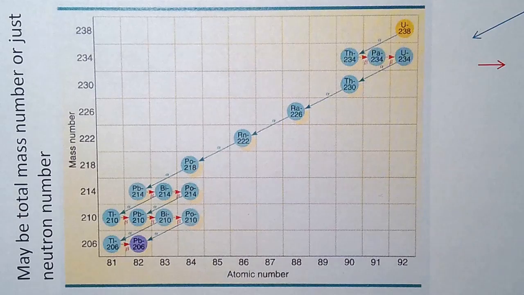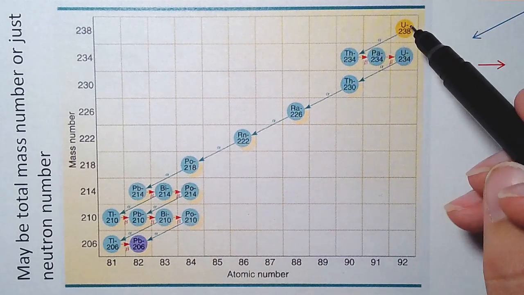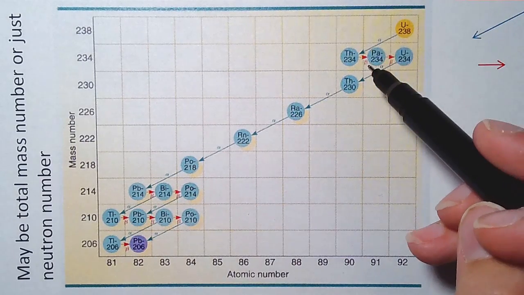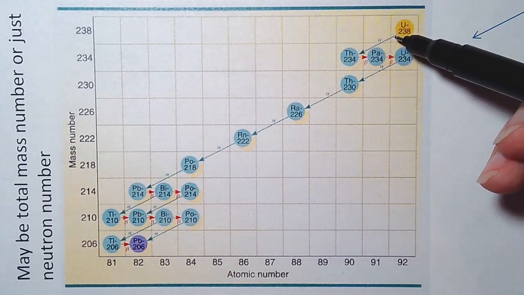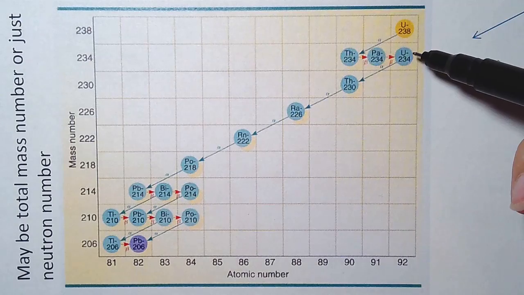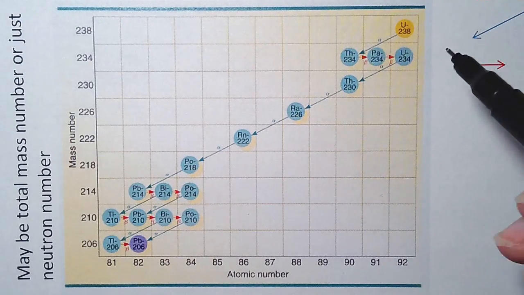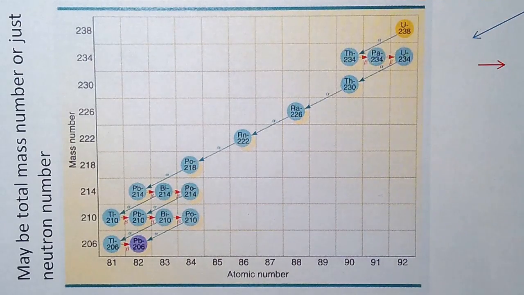Alright, this particular decay series is not necessarily the same for every uranium-238. For instance, it can do beta particle first before it does alpha particle. This is just one example of a series that it could go through.